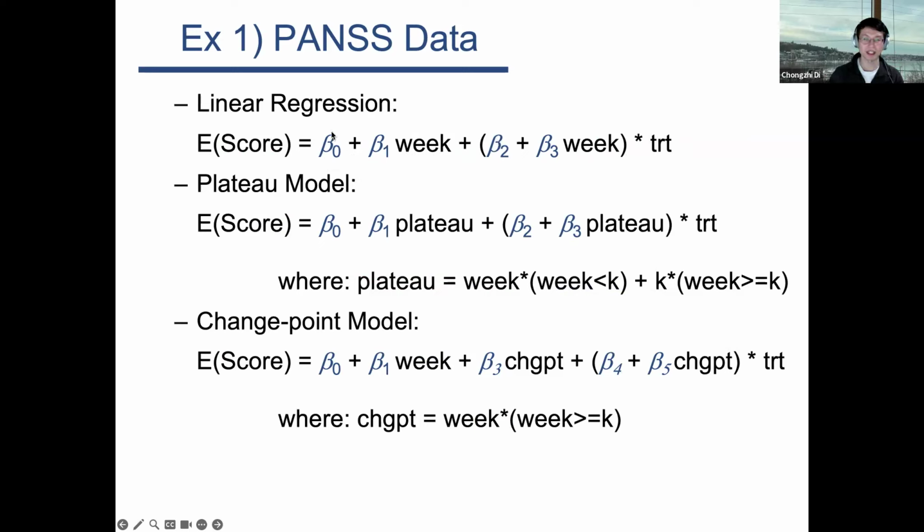The first treatment has intercept beta 0 and slope beta 1. The second treatment has intercept beta 2 and slope beta 3. Here, beta 3 is the interaction in the slope. And in this case, this is actually the one we are most interested in.